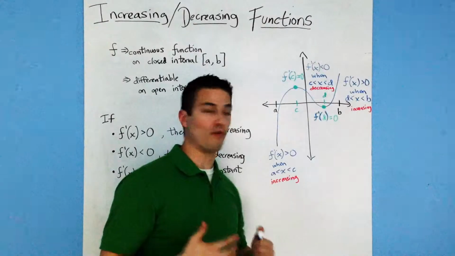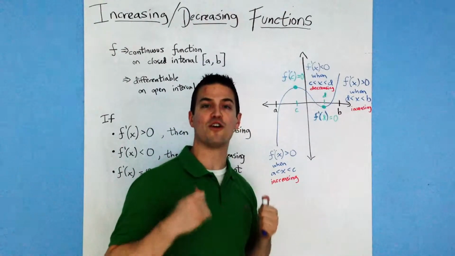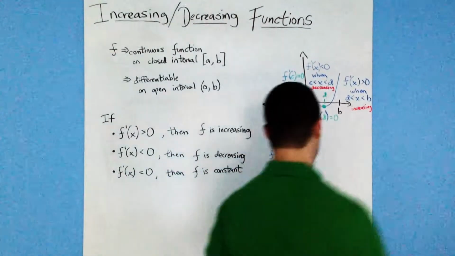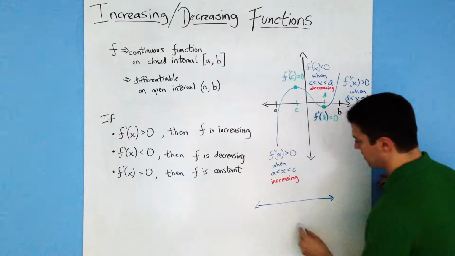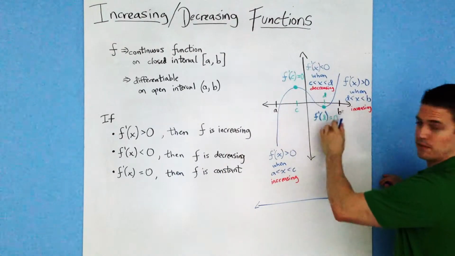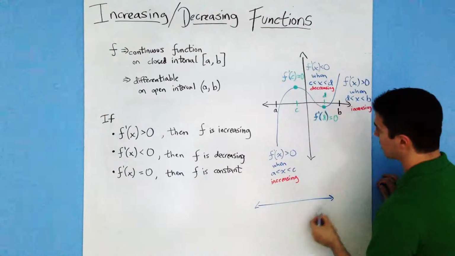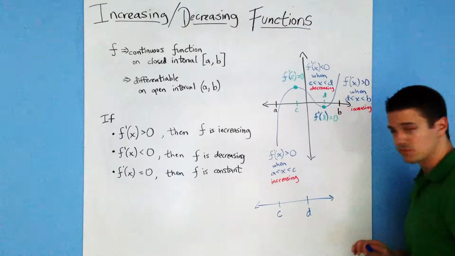So another good concept to go over for increasing and decreasing functions is using the critical numbers to find relative extrema. So in this case, what I'm going to do is draw a number line that's going to represent our critical numbers. So it's basically going to be this x-axis. I'm just going to draw it down here. So I have c as one critical number and d as another.